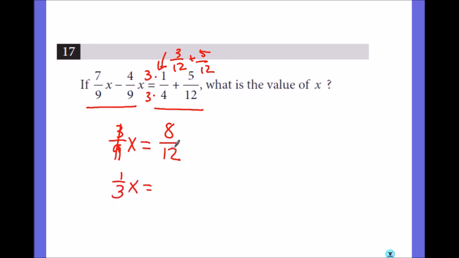Here I get 8 divided by 12, divide by 4, so 2 over 3, right? So how do you get rid of 1/3? Multiply by 3 on both sides. So I get x equals 2.